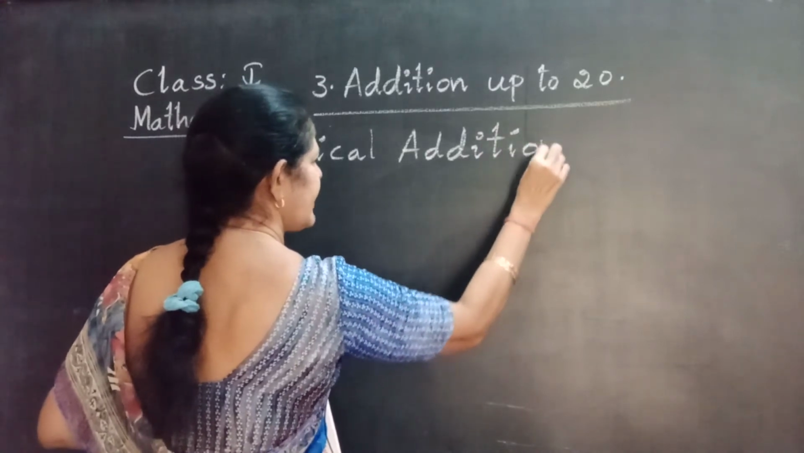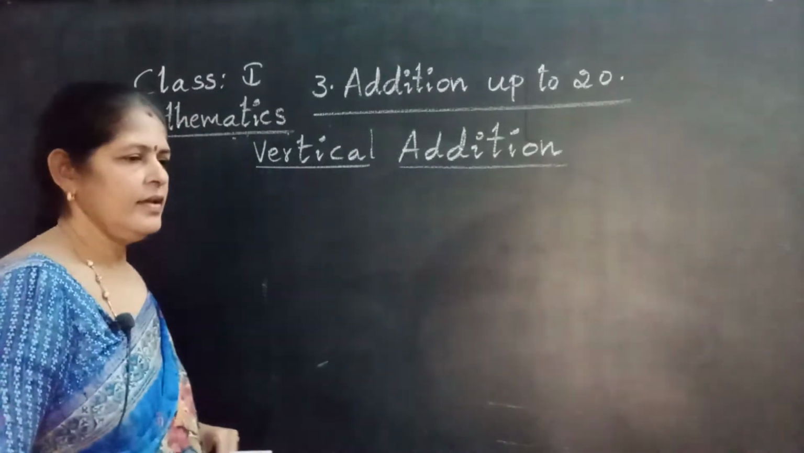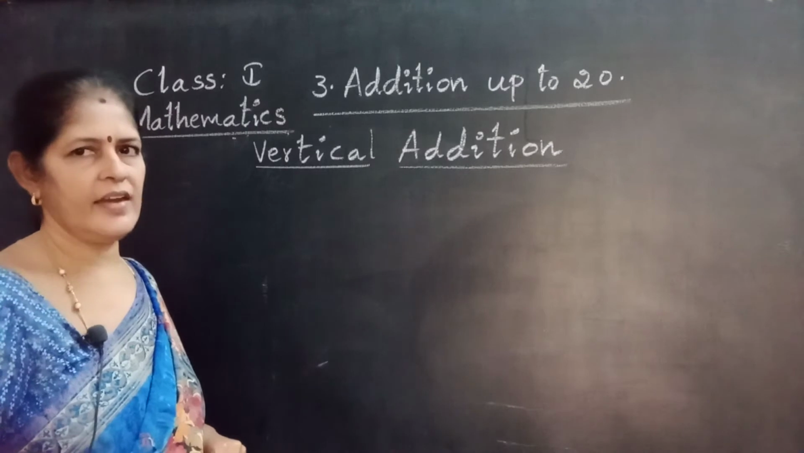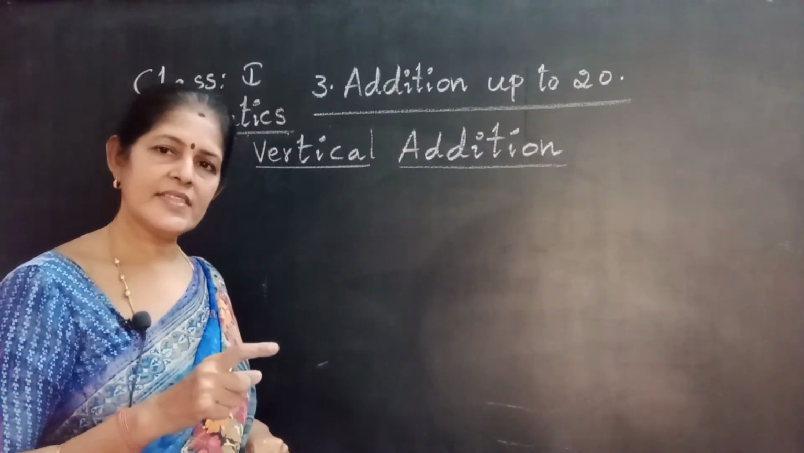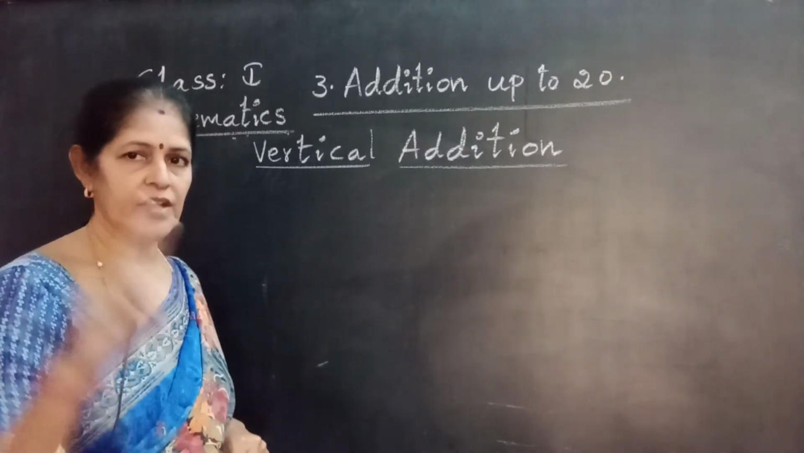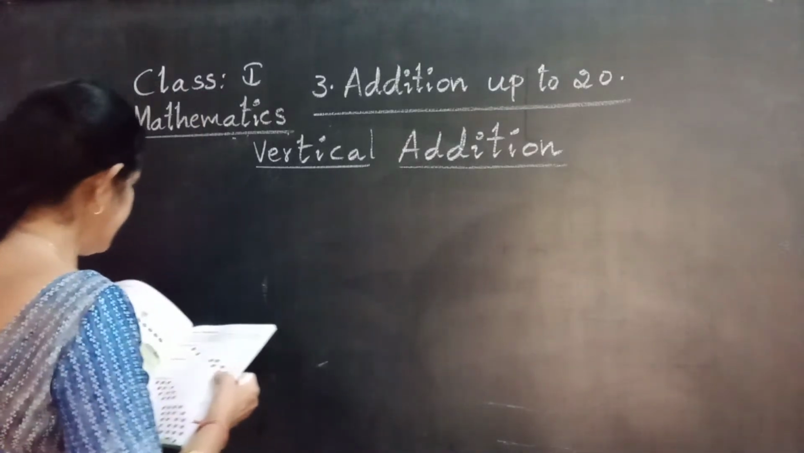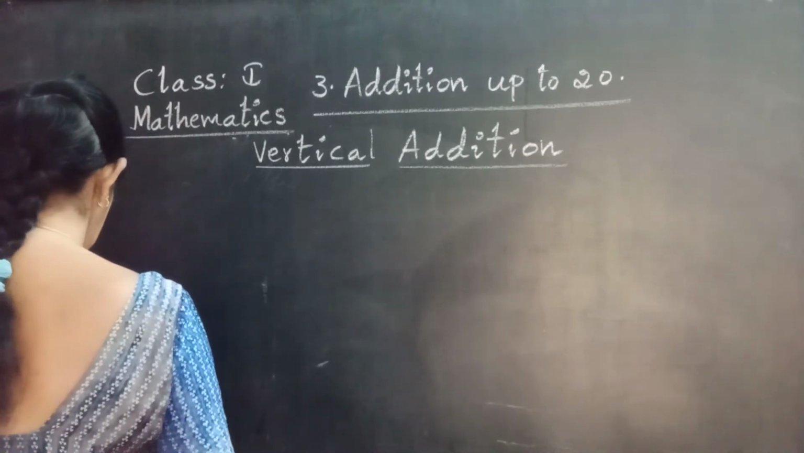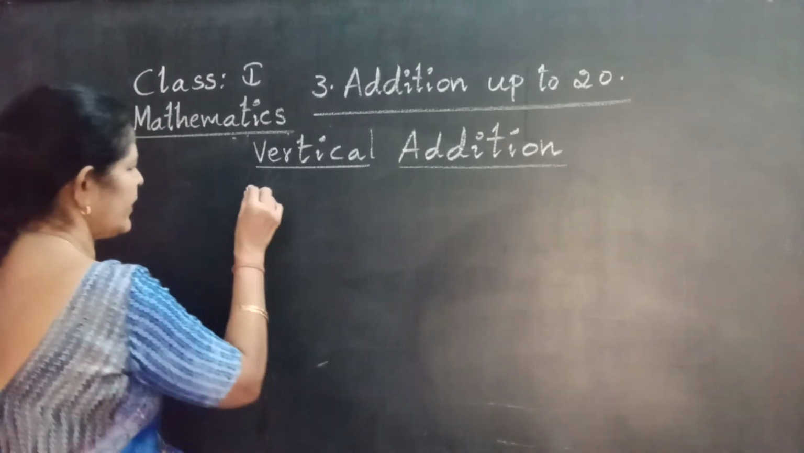What are one-digit numbers? 1, 2, 3, 4, 5, 6, 7, 8, 9. 1 is the smallest one-digit number. 9 is the greatest one-digit number. Okay, these are one-digit numbers. Here we are going to take any two one-digit numbers. See how to write vertical addition. Vertical addition means we arrange the numbers one below the other. Look at the examples.